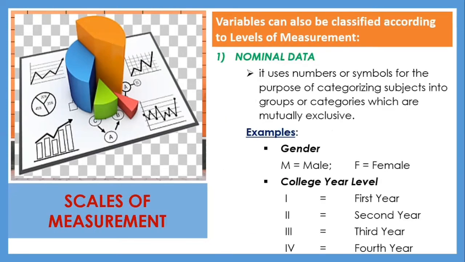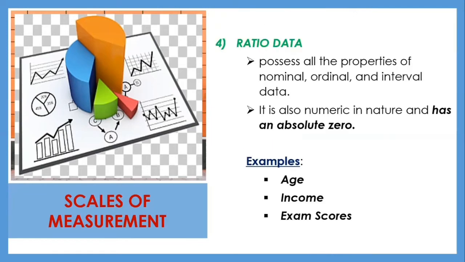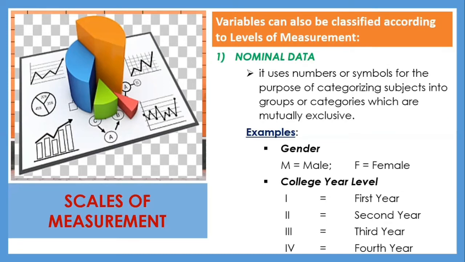And as mentioned earlier, we have 4 types of scales of measurement or data. Variables can also be classified according to the levels of measurement. First, we have nominal data. Second, we have ordinal. Third, we have interval. And fourth, we have ratio data. Okay, just a brief recap on this, since we already discussed this one in the earliest part of our discussion or lesson.